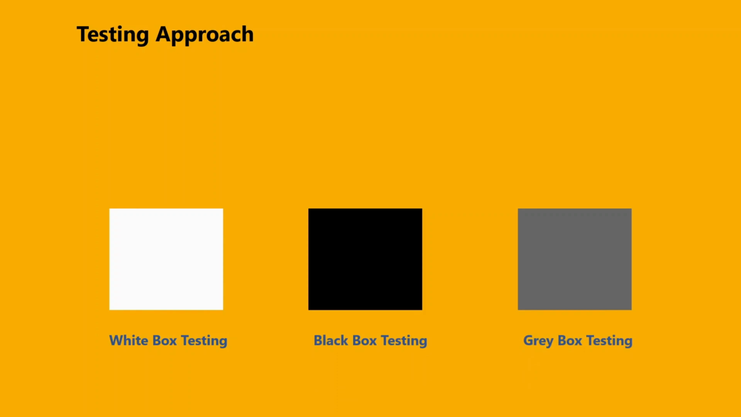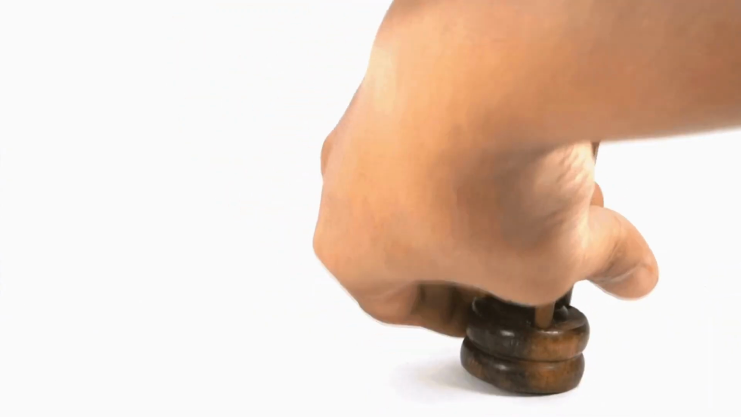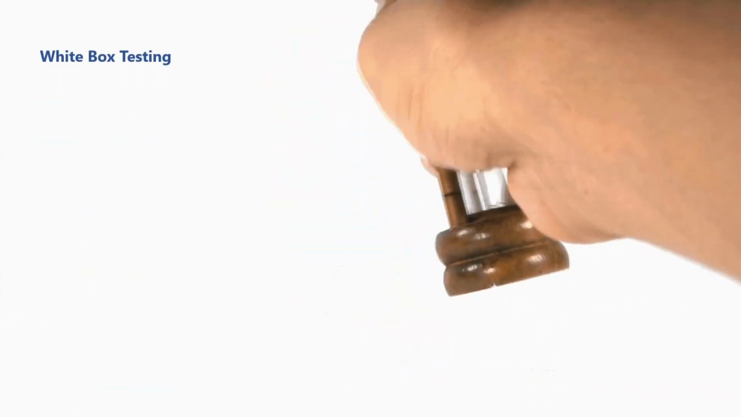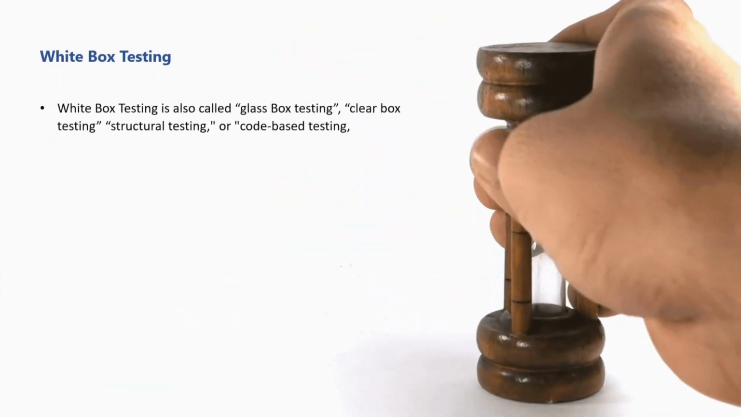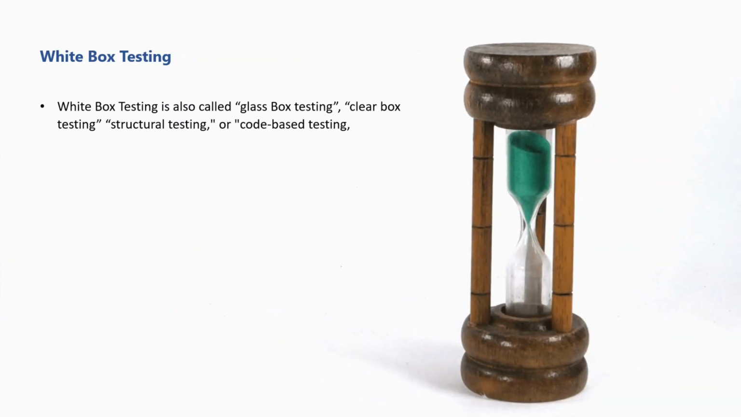Let us now move to the testing approach. There are three approaches to testing: Whitebox testing, Blackbox testing, and Graybox testing. Let us take a look at each of these approaches in brief. Whitebox testing. Whitebox testing is also called glassbox testing, clearbox testing, structural testing, or code-based testing.